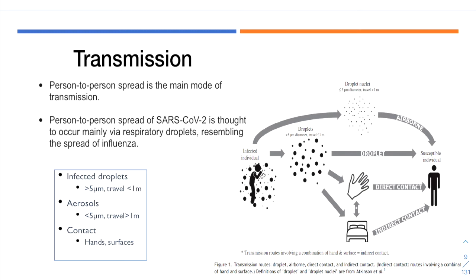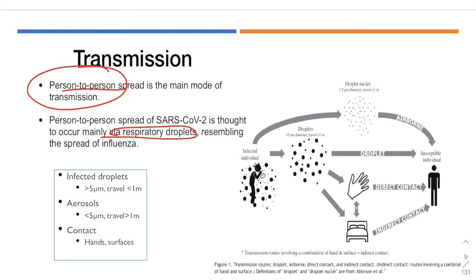The main mode of transmission is person to person. Okay, so person to person is the main mode of transmission. Though the virus is thought to have originated from the natural reservoir bats and the intermediate host like pangolin, from which it jumped to humans, now the transmission is mainly occurring person to person through respiratory droplets.